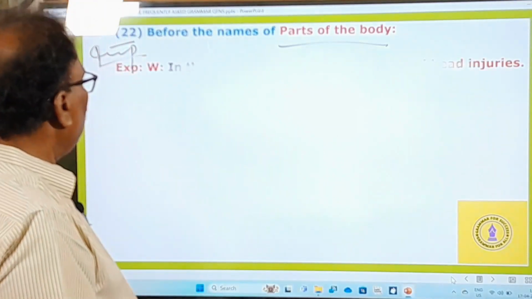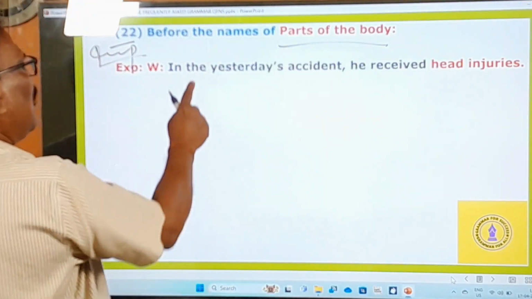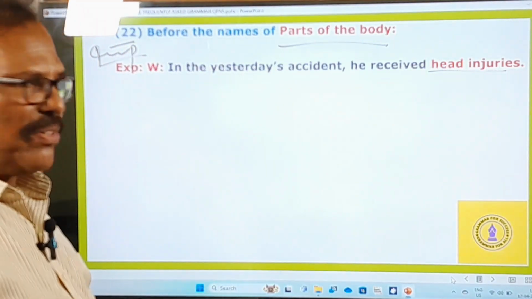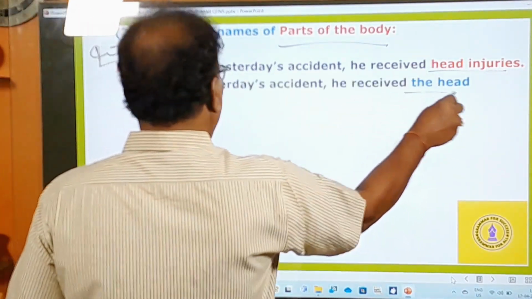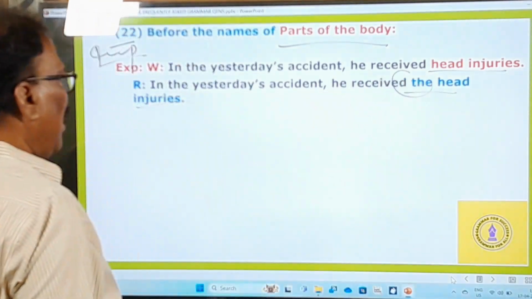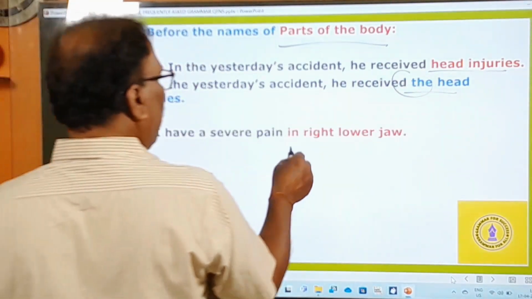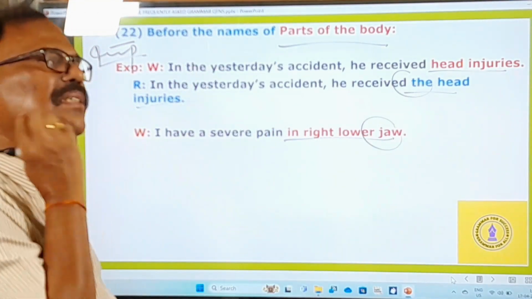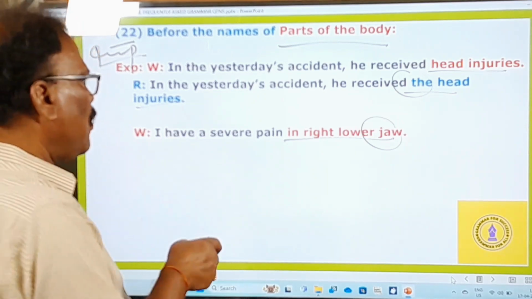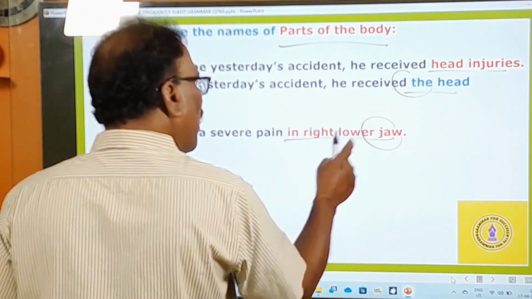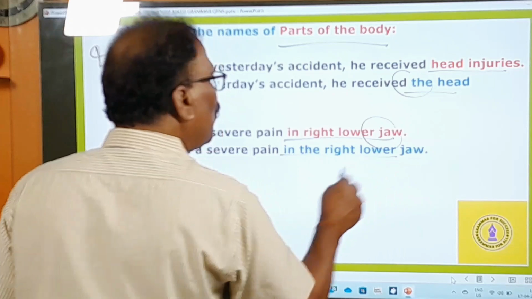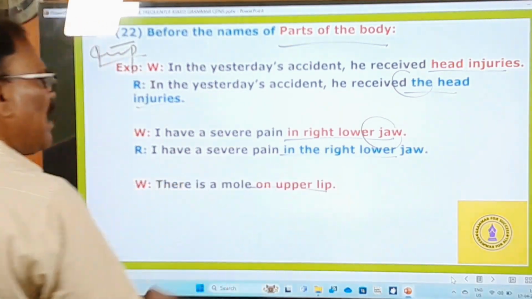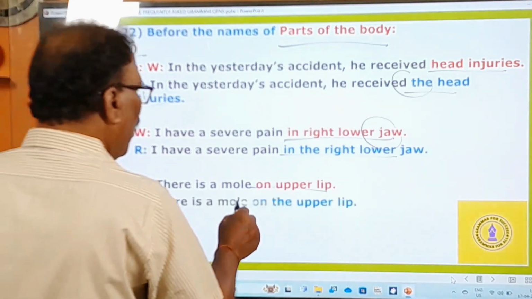And here that point is made clear with the examples. In yesterday's accident, he received head injuries. Don't simply say head injuries, but you have to say he received the head injuries. The 'the' is very important. Next example: I have a severe pain in right lower jaw. You cannot say in right lower jaw, but you have to say in the right lower jaw. Similarly, there is a mole on upper lip. Don't simply say on upper lip, but you say on the upper lip.